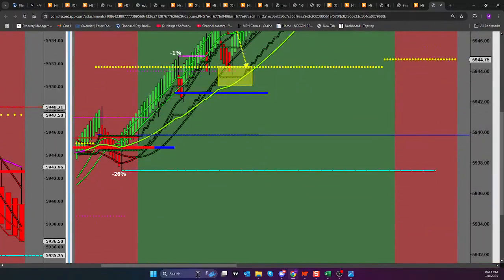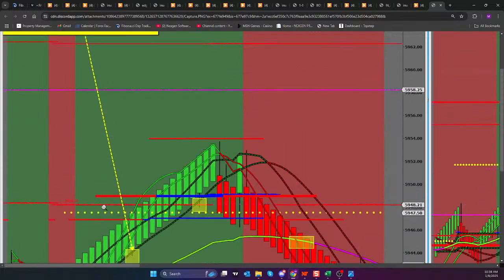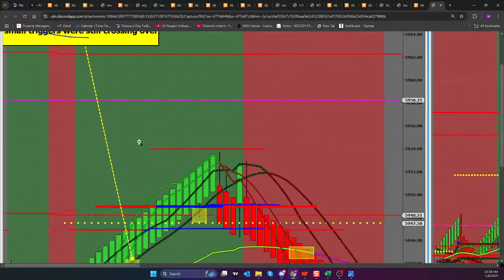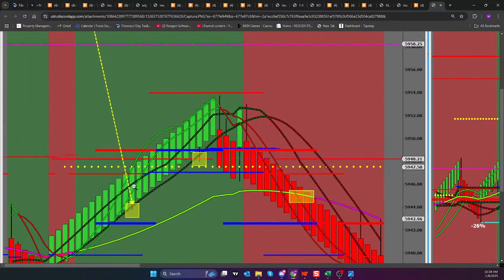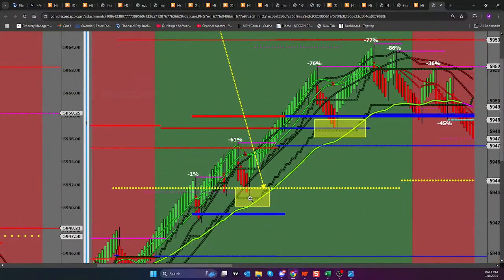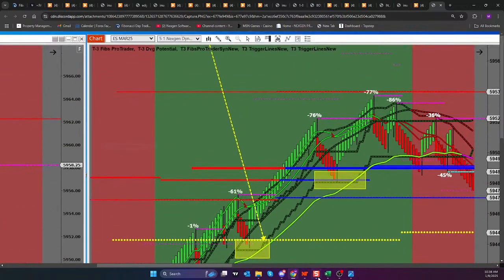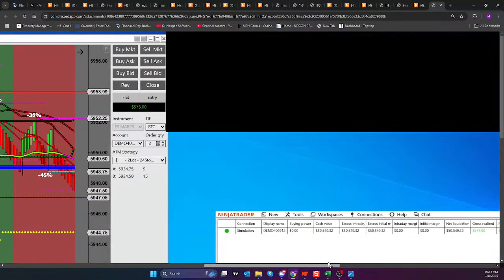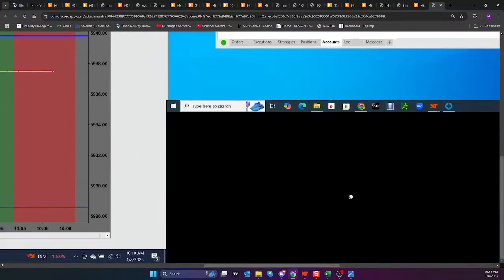See if I can find what you're reading or what you're writing. Small triggers were still crossing over. Yep, they were working their way above. And there's one of those tails, and there's one of those tails, and that's where it gets through. And look at where they line up. Pull back to support, pull back to support. How amazing is that?